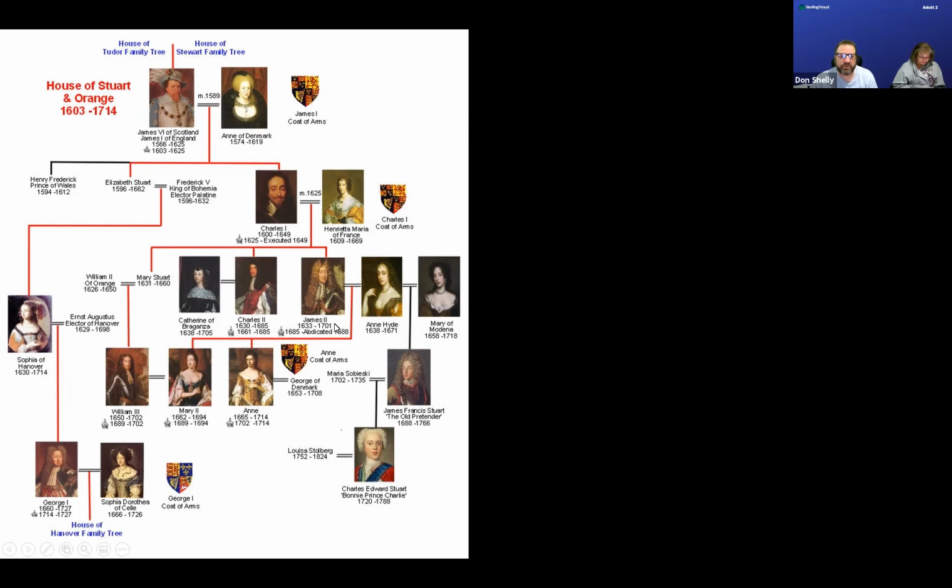And then there's the Glorious Revolution. At that time, they bring another branch of the house over in the case of William and his wife, Mary. This is the William and Mary of fame. They're technically attached to the House of Stewart, but they're considered the House of Orange.